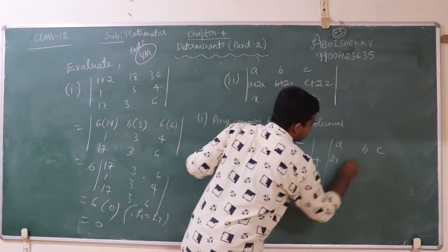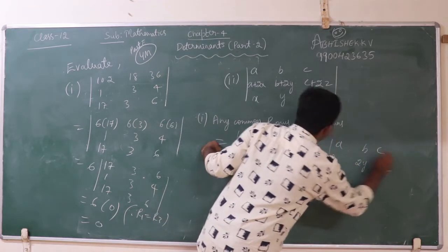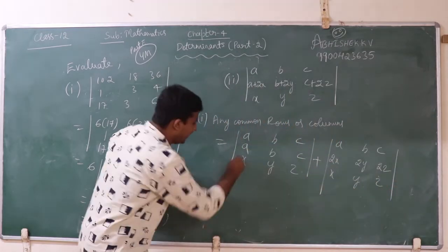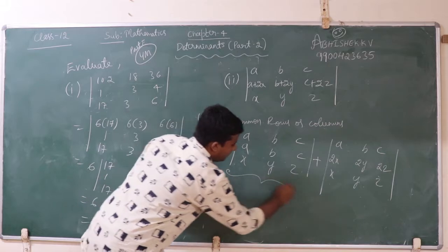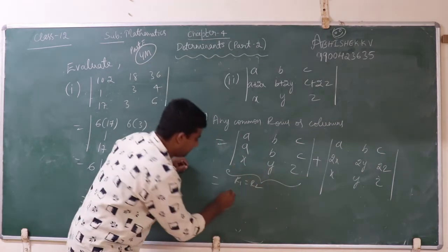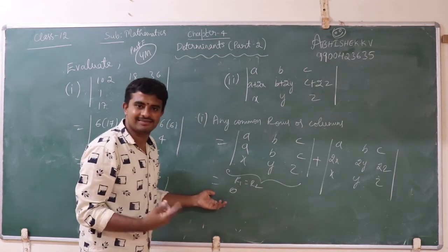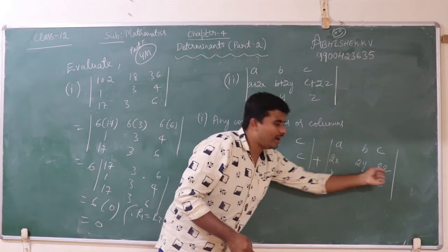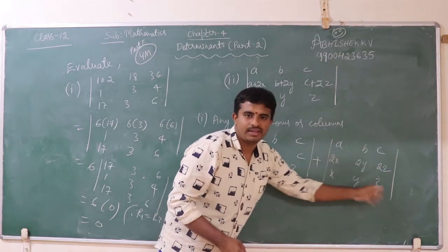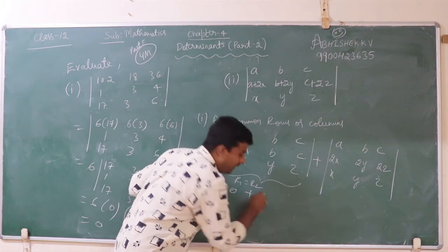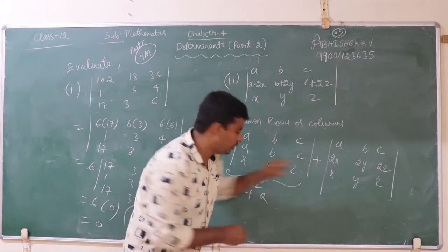Here 2x, 2y, 2z, and here x, y, z. Again, for this determinant R1 is equal to R2, so we can simply write it as 0 plus. Again, we have 2x, 2y, 2z, x, y, z. These two rows are not identical, but it can be made identical by taking 2 as common in R2.